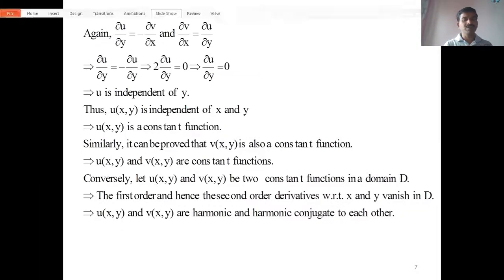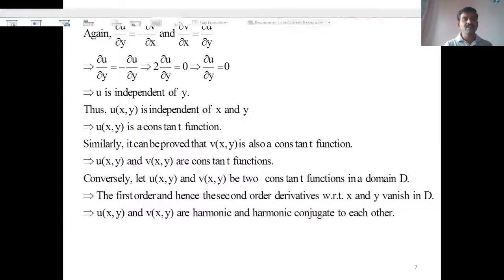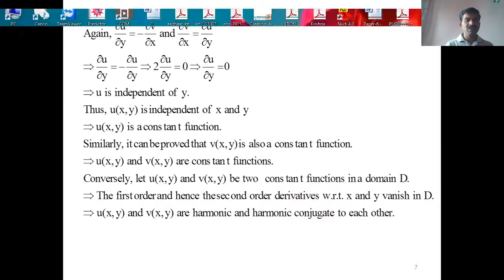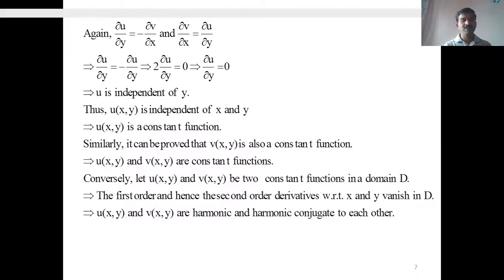So then u is a constant function. Similarly, it can be proved that v is also a constant function. So ultimately u and v are constant functions. Conversely, we can have that these two are constant functions in a domain D.